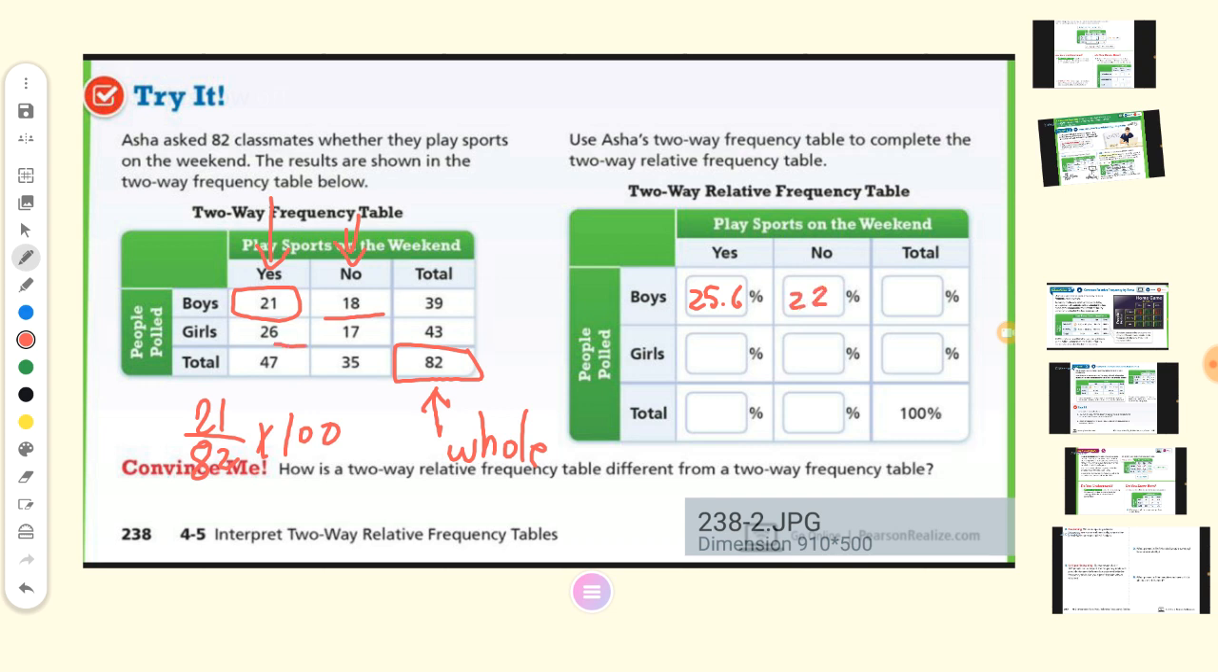Then for 26 for the girls, 26 over 82 times 100 gives me 31.7, and the last one is 17. 17 divided 82 multiply 100, it will give me 20.7.